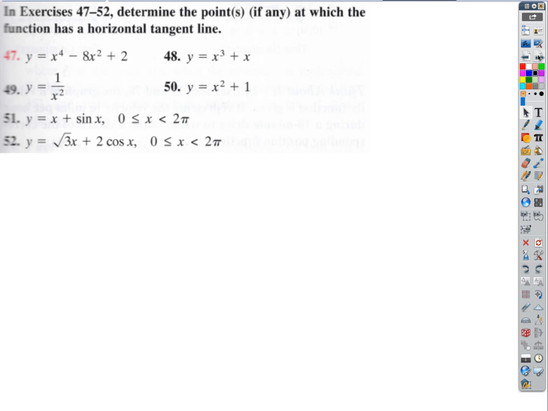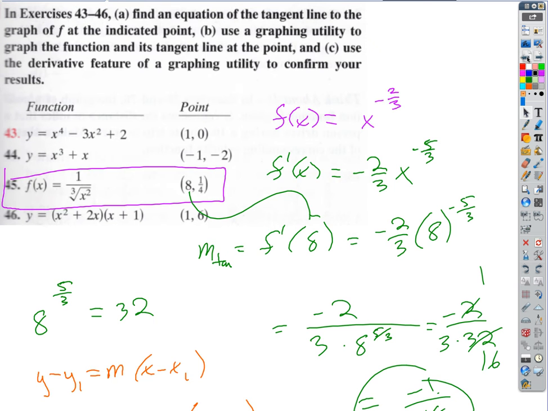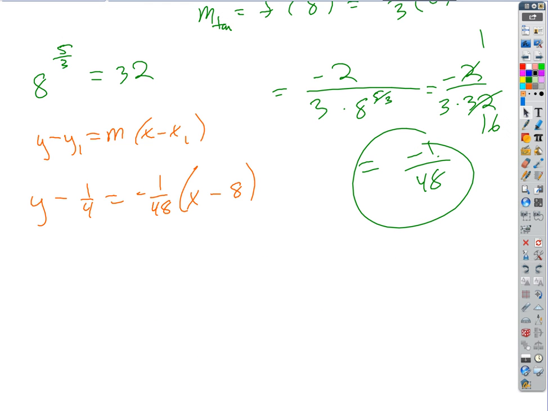ask for it in slope intercept form, possibly. So if they do, then that's unfortunate. What would you have to do with this? I mean, what I just said, you'd have to distribute the negative 1/48. So I get negative 1/48 x. Negative times negative is positive. 8 over 48 just reduces to 1 over 6, right?